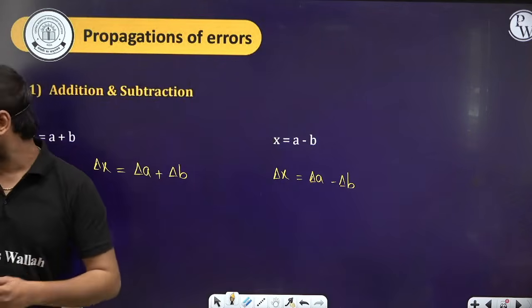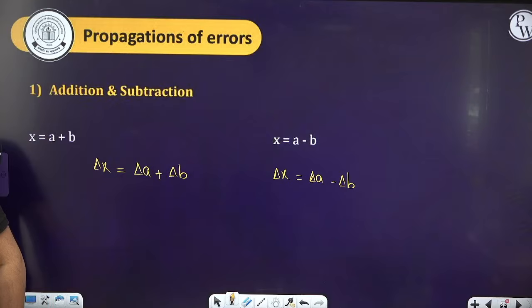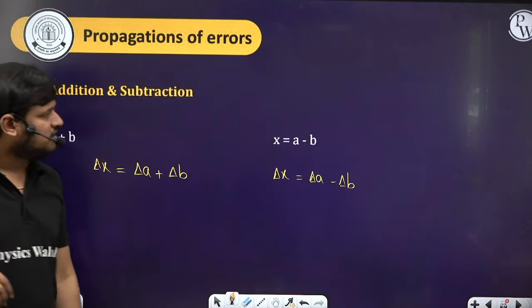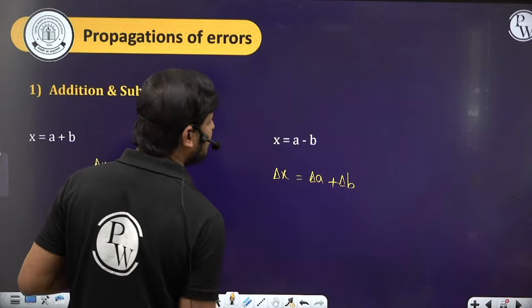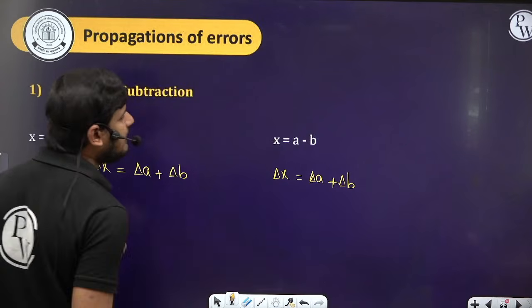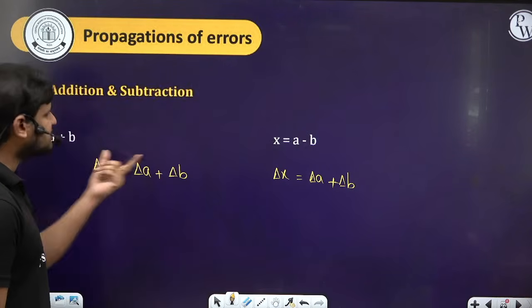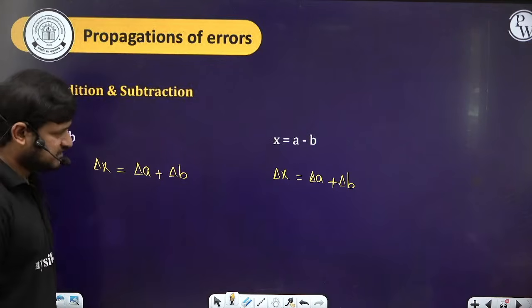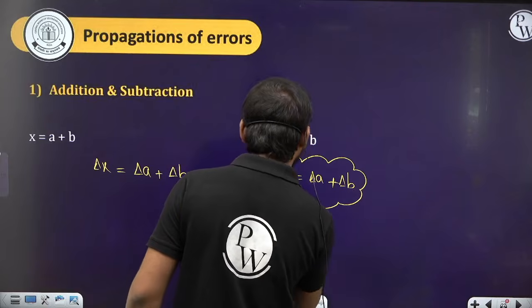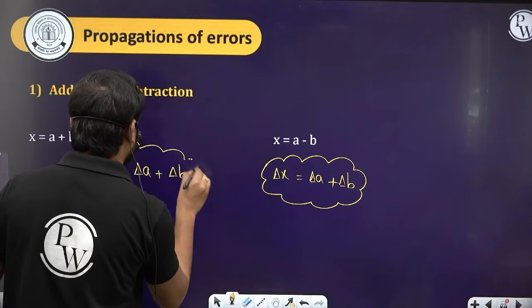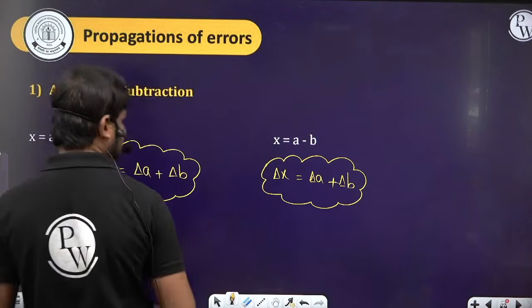We'll take the question, then you'll understand in a better way. Okay, clear this part? Sorry, for minus also we should add the errors only. So delta A plus delta B, whether it's addition or subtraction, we should add their errors. We'll take the question, you'll understand it better. Just write this down. Okay, let's move further.